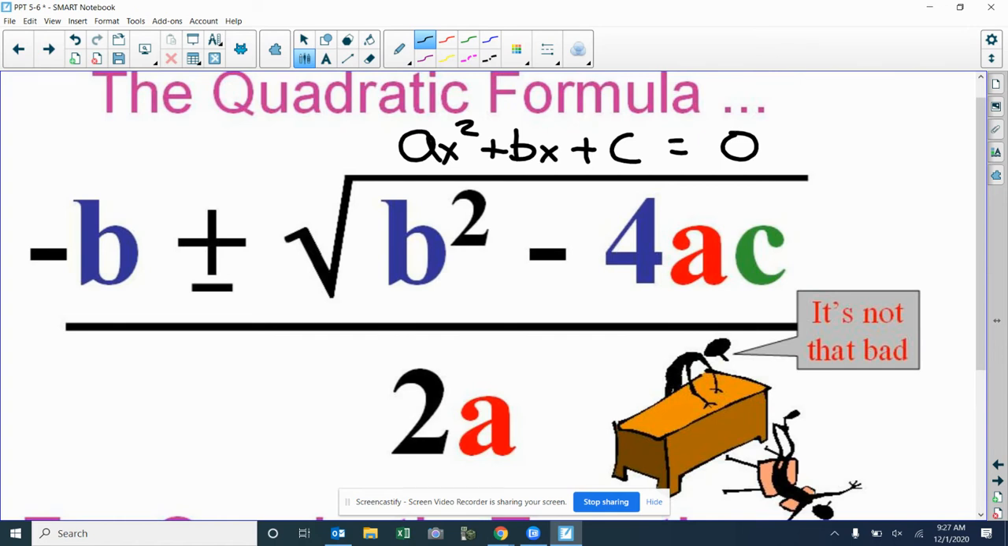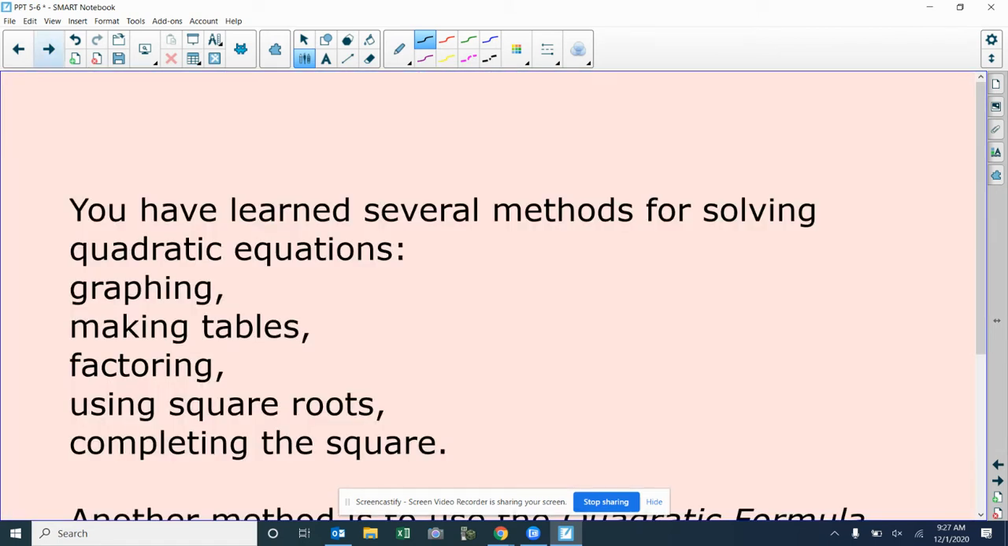Most of us have used this. This is the part we're going to calculate first. Let's look at some of our other methods. We have had many ways. We've done the graphing. We made a table. Everybody's favorite, we factored. We took the square root of both sides, and we just spent a lot of time on completing the square, didn't we?